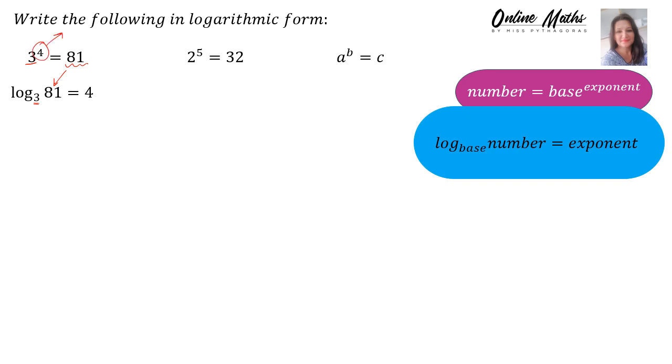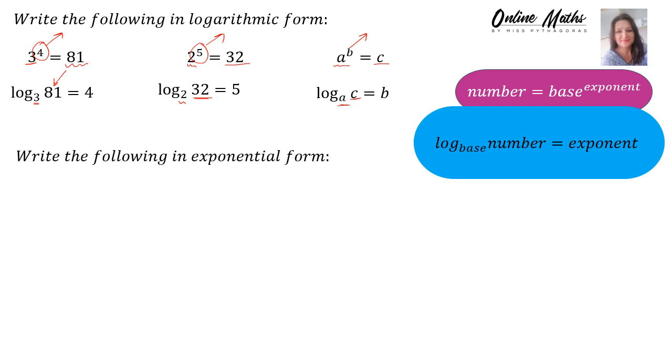The next one, 2 to the 5 is equal to 32. You write log. The base of the exponent is the base of the log. The number on its own will stand with the log, and the exponent will stand on its own, becomes the subject of the formula. And then the last one, a to the b is equal to c. You write log. The base of the exponent is the base of the log. The number on its own will stand with the log, and the exponent on its own on the other side becomes the subject of the formula.